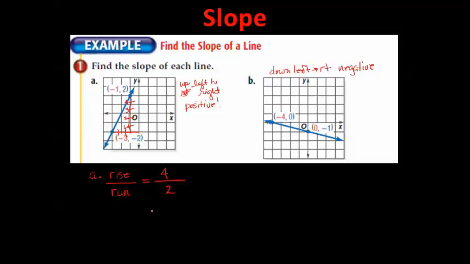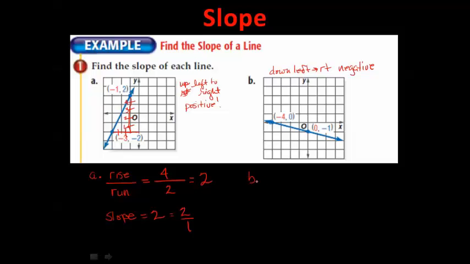So 4 over 2, that will simplify because 4 divided by 2 is going to equal 2. So my slope for part A equals 2. And a lot of times, especially when we're working with scale factors and dilations, we like to keep it in a fraction form, so that's how we would write it.